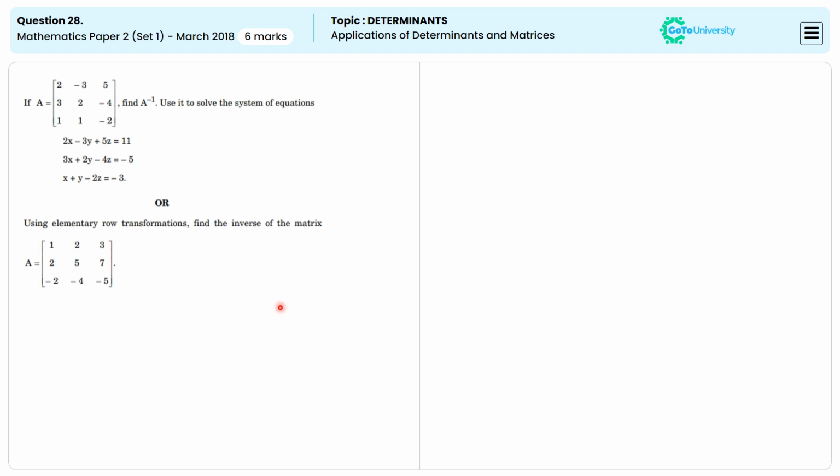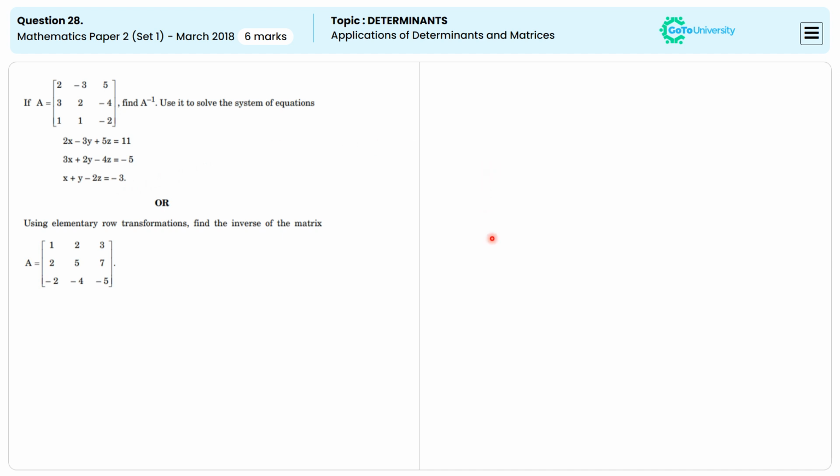So here is a 6-mark question asked in March 2018. If a 3 cross 3 matrix A is given with these details, find its inverse. Use the inverse of this matrix to solve the system of equations 2x minus 3y plus 5z is equal to 11, 3x plus 2y minus 4z is equal to minus 5, and x plus y minus 2z is equal to minus 3. So we need to first find the inverse of this matrix.